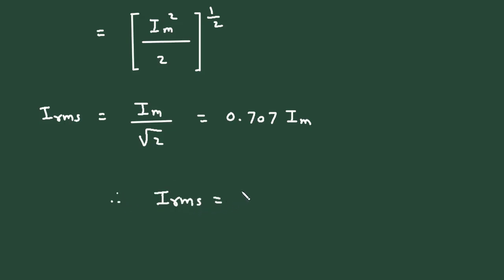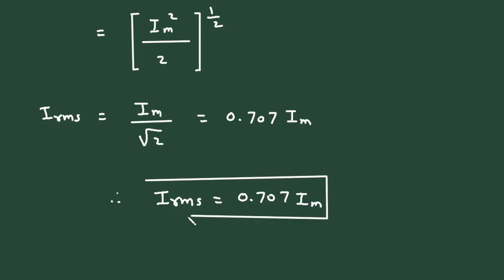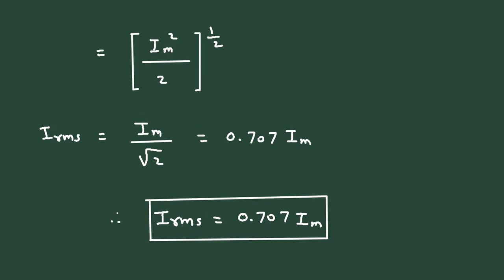Therefore IRMS is equal to 0.707 Im, where Im is the maximum value of alternating current. So this is the relationship between maximum value and RMS value in case of alternating current.